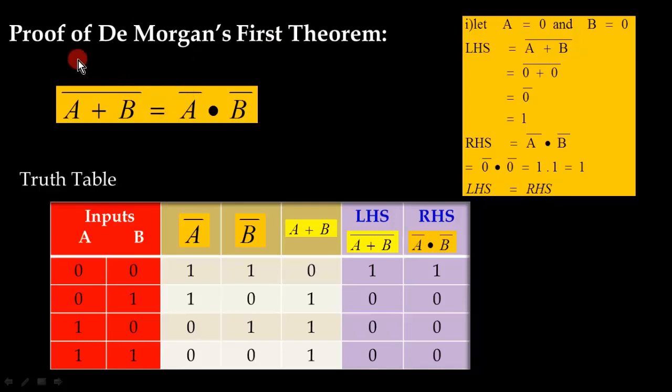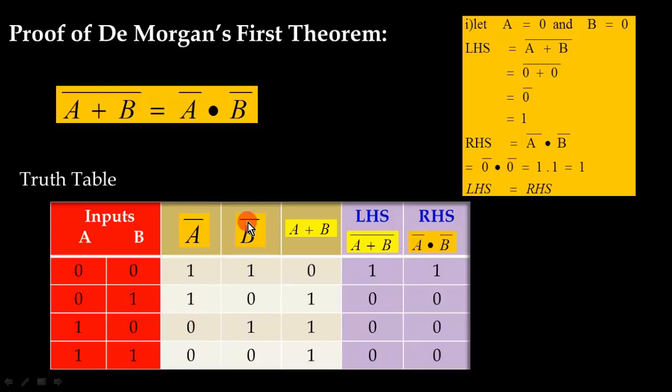Now we have the Boolean equation: complement of the sum is equal to the product of the complements. This can be proved either by using these mathematical steps or by using this truth table. Firstly I discuss the truth table. As usual we have two inputs a and b. Therefore there are four possibilities: 0 0, 0 1, 1 0 and 1 1. Now let us find a complement, that is the complement of this column. So here we have 0 0 1 1, therefore we get 1 1 0 0.